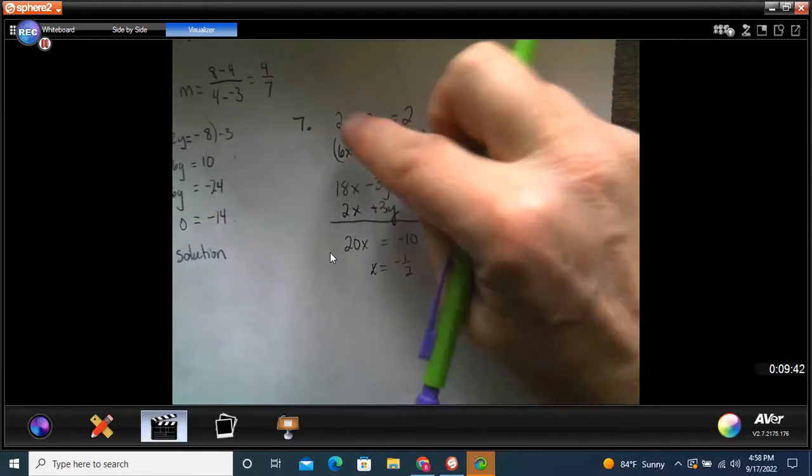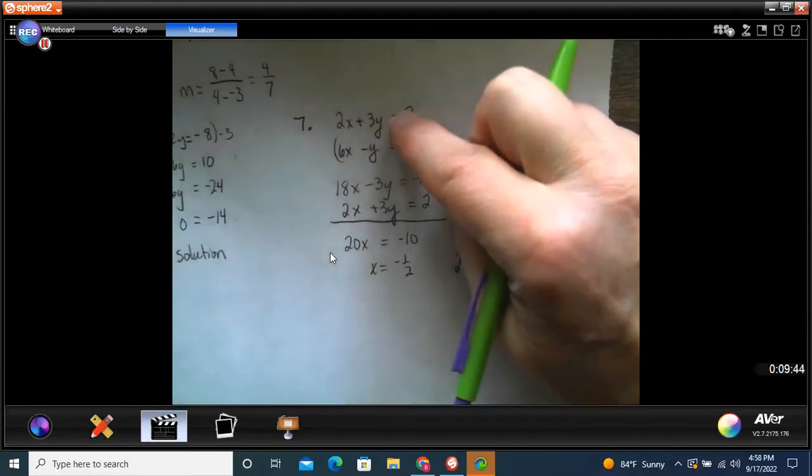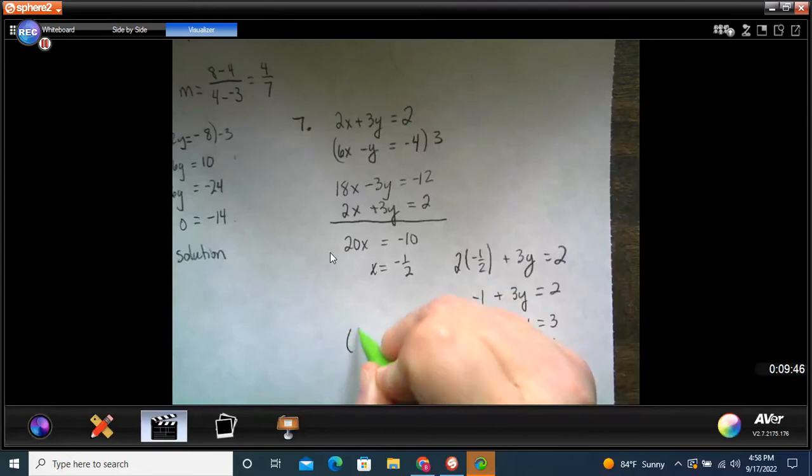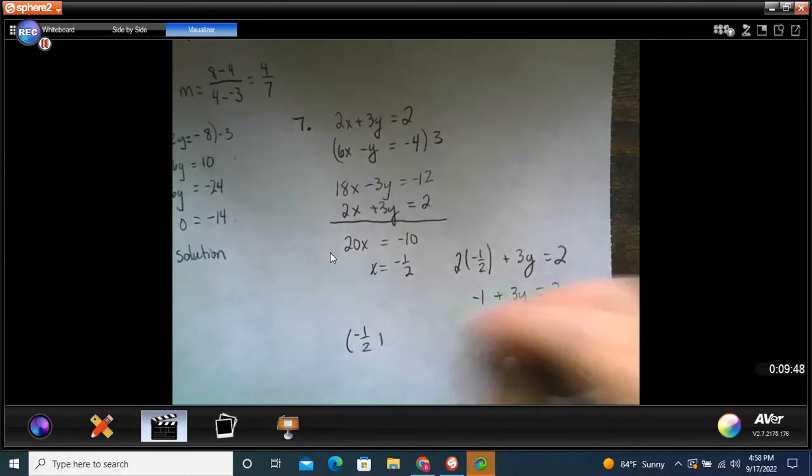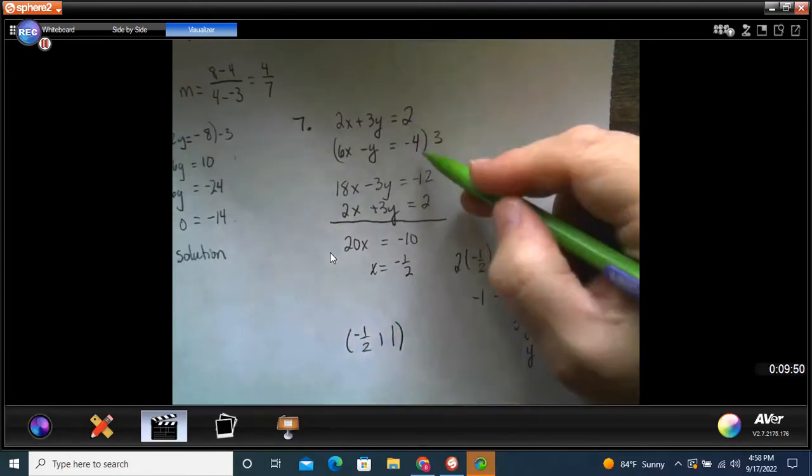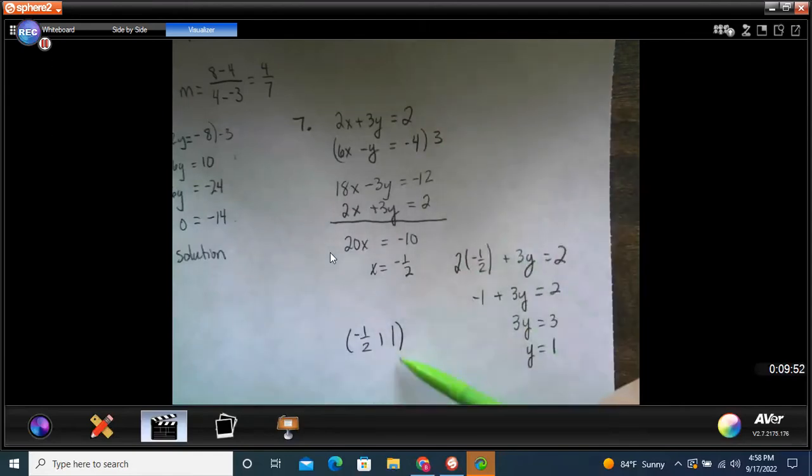Because we have to solve for x and y. And our answer should be written as an ordered pair. Where do these two lines intersect? They intersect at the point negative 1/2, 1. That's what I'm looking for when we do that. So, don't make that mistake on the actual test.